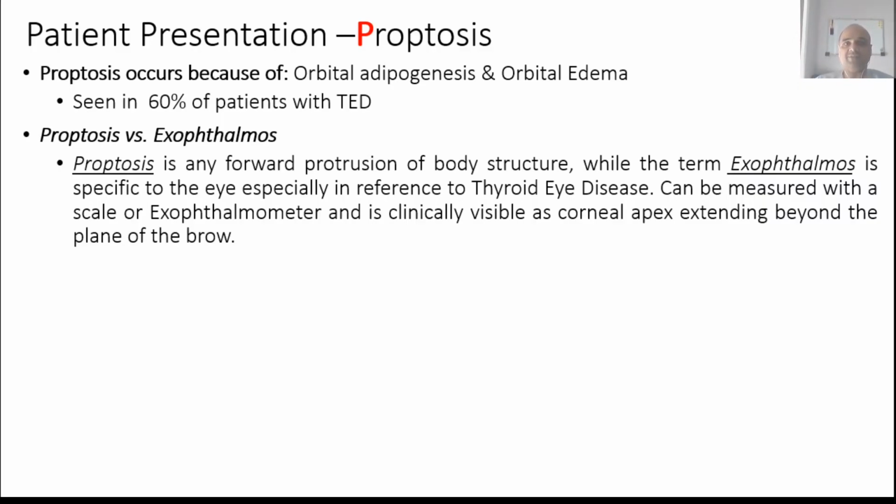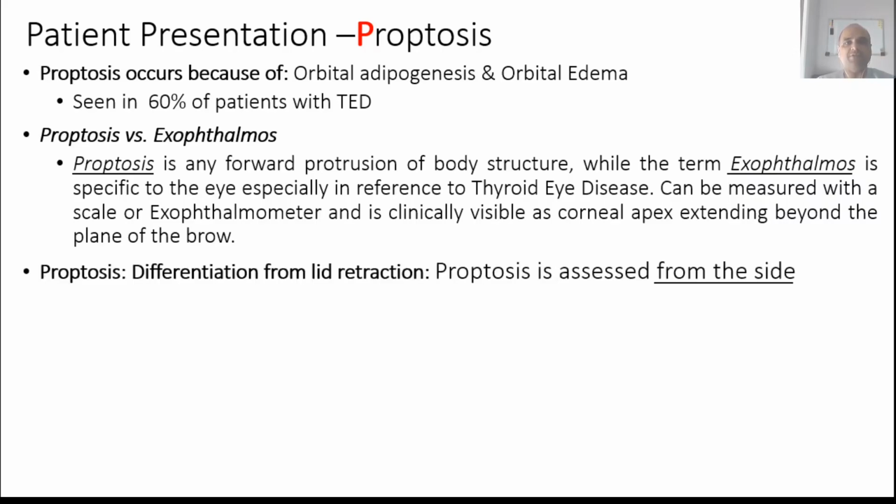And this is seen in 60% of the patients who have thyroid eye disease. Now, there's another term called exophthalmos, and exophthalmos is a term that's specific to the eye. Proptosis is a general term that is used to describe any body structure that is protruding forward. Exophthalmos is specific to the eye and very specific to thyroid eye disease, and it is clinically visible when the corneal apex is in front of the plane of the brow. It can be measured using a scale or an exophthalmometer, and we'll see how that is done in a bit.